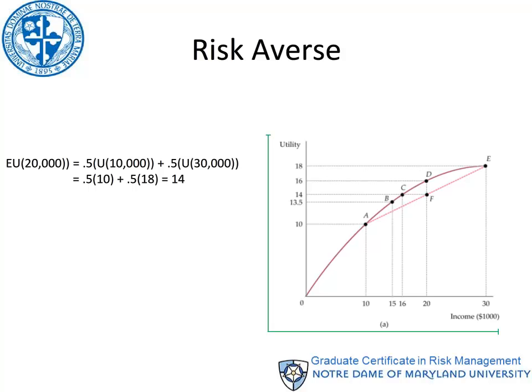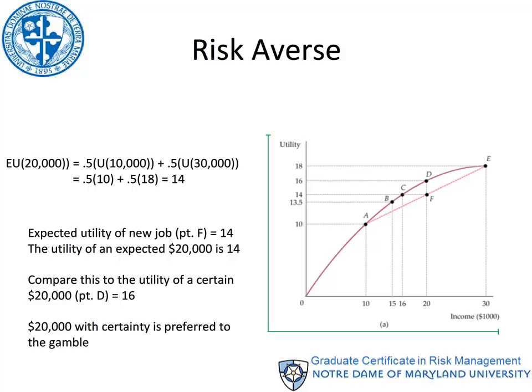If all goes well, you could make an extra $10,000. But if things do not go well, you could lose $10,000 a year. There's a 50% chance of each of the two outcomes. People differ in their preferences toward risk. The person depicted in this graph has a marginal utility that diminishes as income increases.